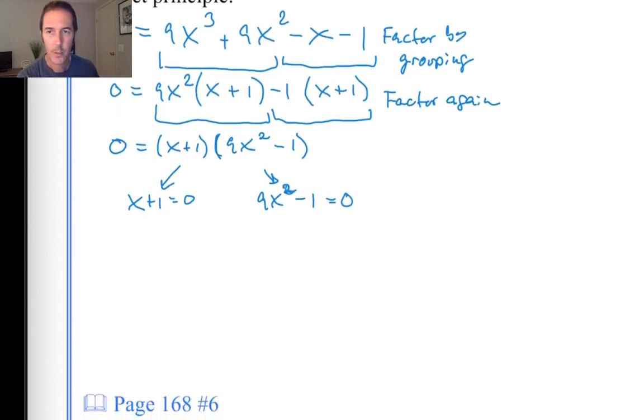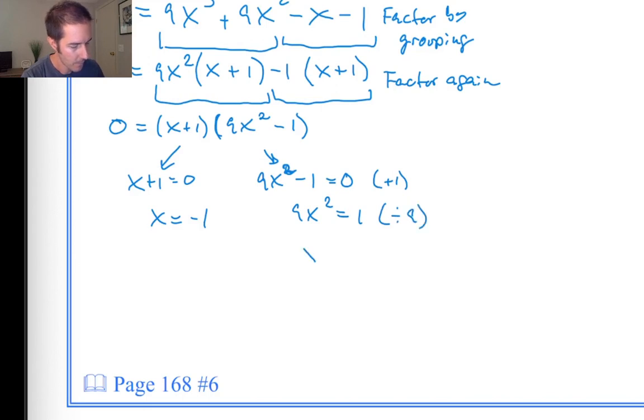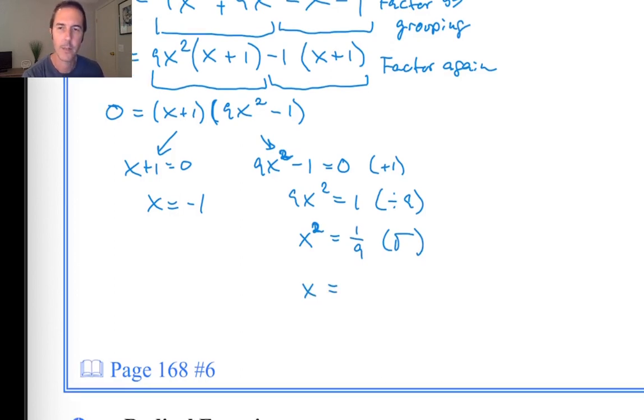First one is pretty easy to solve. We'll subtract 1 from both sides and get our first solution of x equals negative 1. In the second little equation here, I will add 1 to both sides so that I have 9x squared equals 1, and then I will divide both sides by 9. And then we need to take the square root of both sides. The square root and the square are going to cancel out, leaving us with an x on the left-hand side.